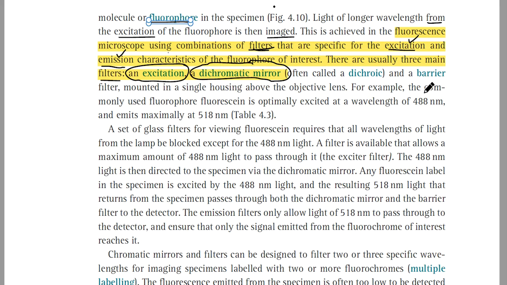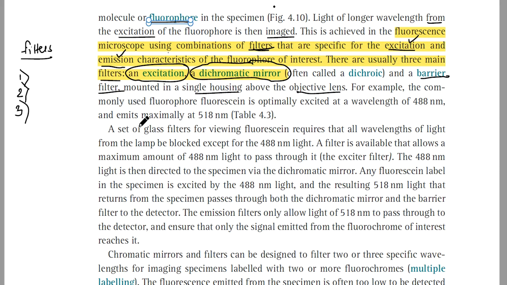Okay, and number three is barrier filter. So three filters here we are talking about. What are they? Number one is excitation filter. Number two is dichromatic mirror, which is often said to be dichroic mirror, and the third is barrier filter. And these are mounted in a single housing above the objective lens.